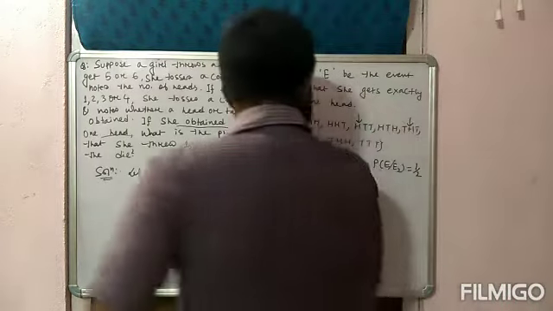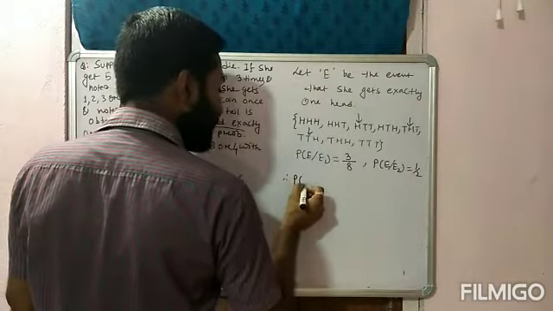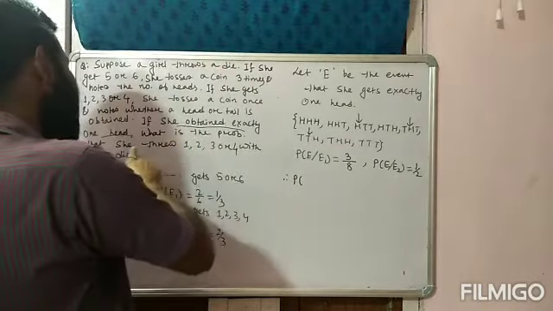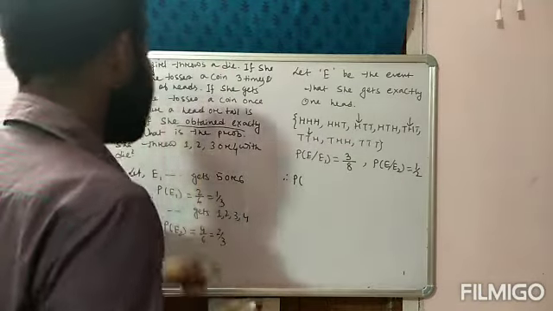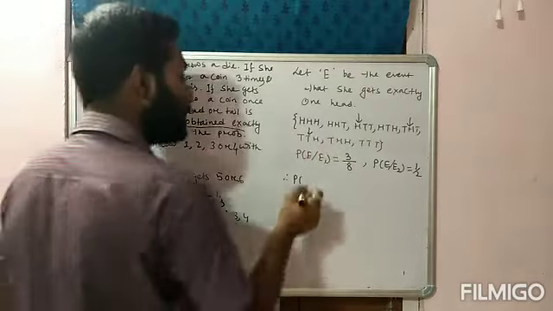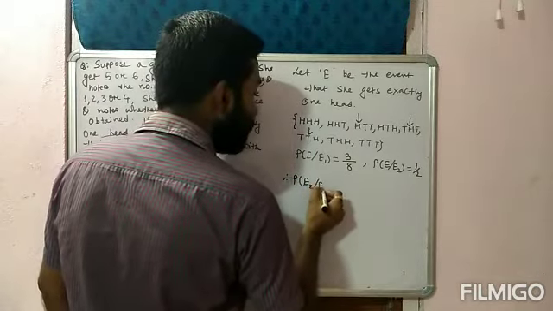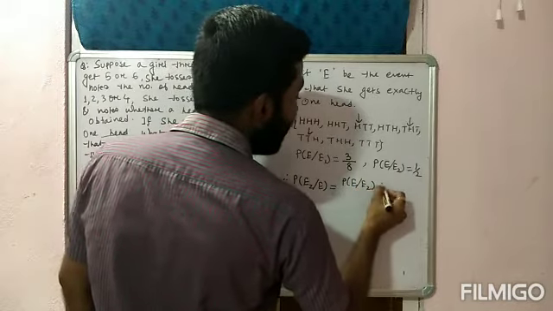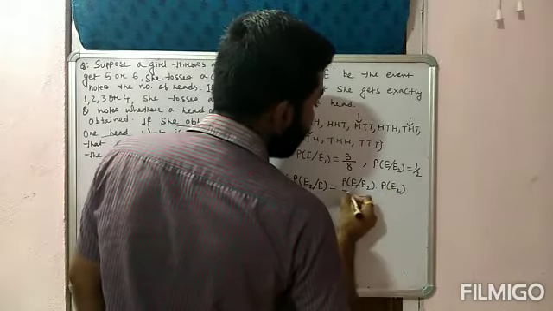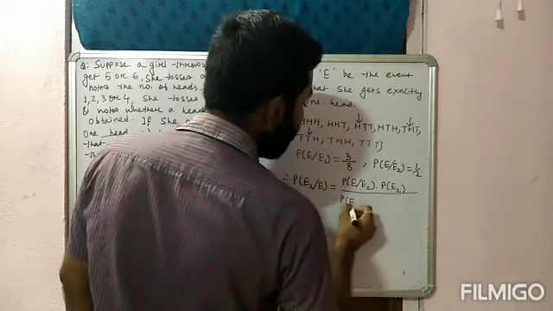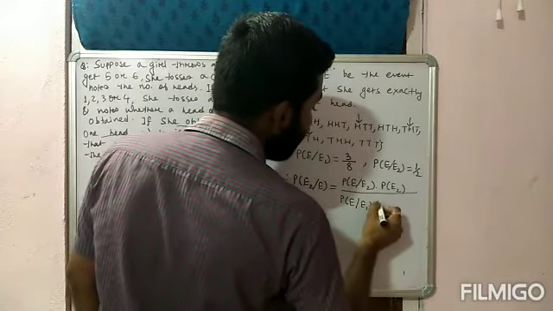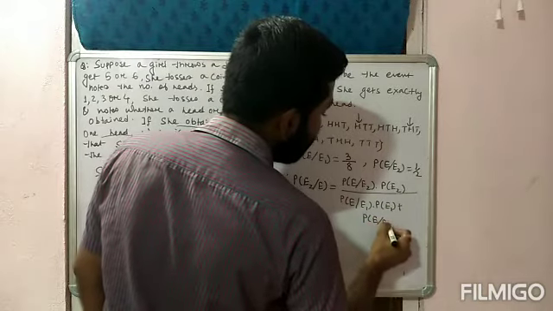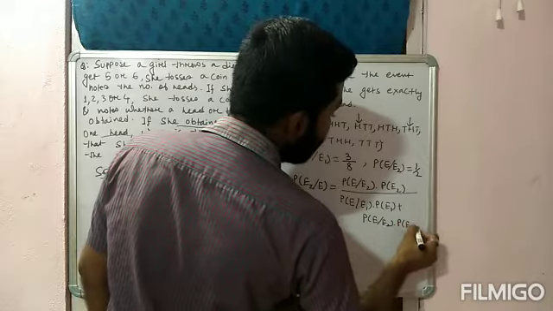So therefore, for the final answer, what do we have to write? What is the probability that she threw 1, 2, 3, 4 with the die? So 1, 2, 3, 4 means which event? Event E2. That means you are asked to find probability of E2 slash E. This is equal to probability of E slash E2 into probability of E2 divided by probability of E slash E1 into probability of E1 plus probability of E slash E2 into probability of E2.